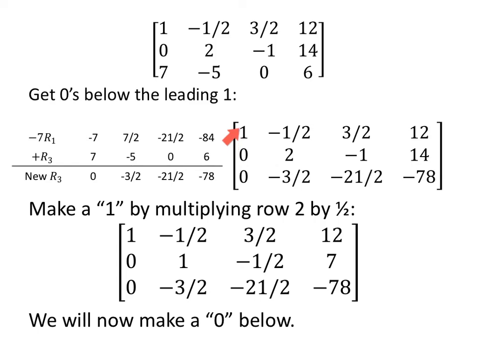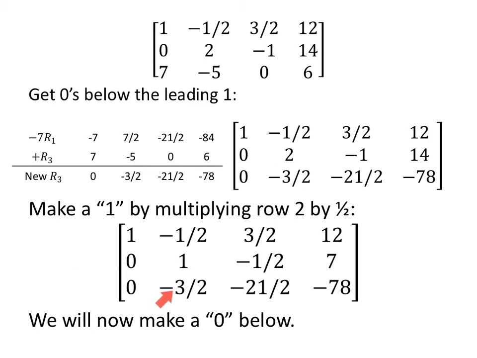So we have a 1, 0, 0. I need to make a 1 here. Neither of these have a leading 1, so I'm not going to swap. I'm going to multiply by a half again, also known as dividing by 2. And that's the only thing I'm going to change, row 2, multiplied by a half.